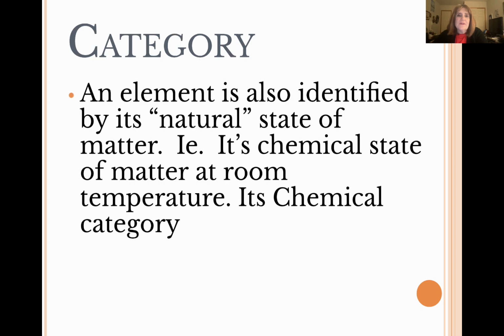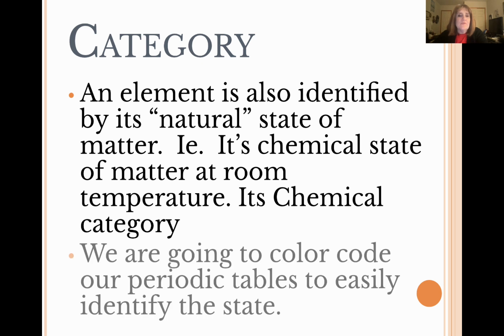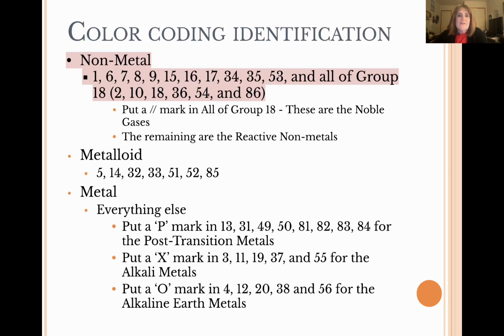The category is its natural state of matter at room temperature. So this is its chemical category. And there's actually only 3 chemical categories. And we're going to color code your periodic table using a pen and some highlighters. And we're going to label absolutely everything. So here we go. Your first category are your non-metals.